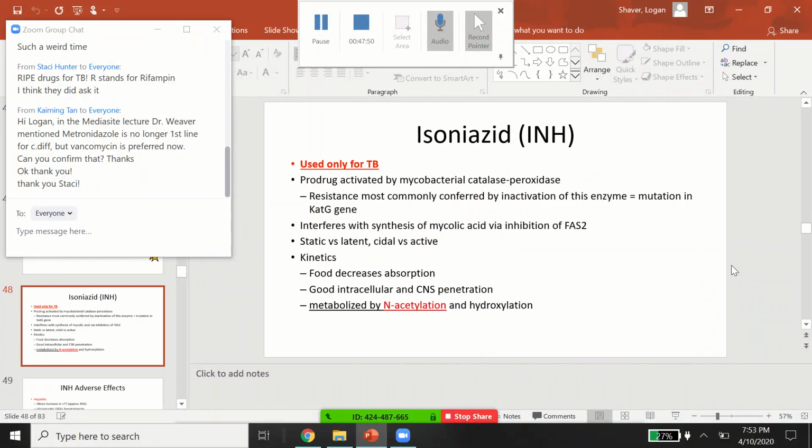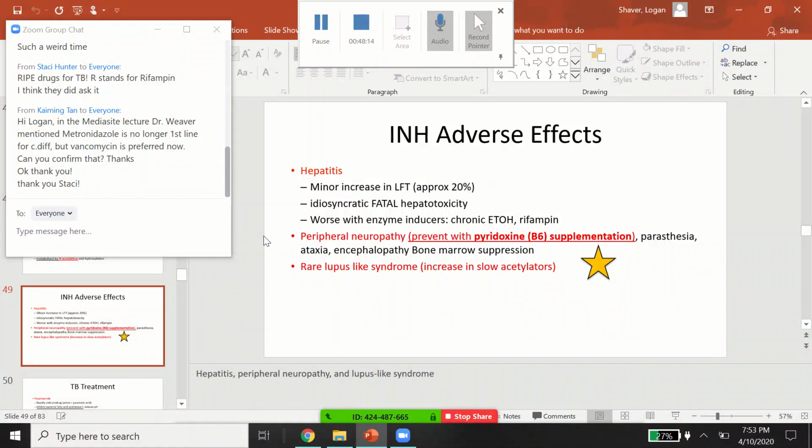And isoniazid, this one's used only for TB. It also goes through that acetylation that we talked a little bit about earlier with the Stevens-Johnson syndrome problem with the sulfonamides. But of course, that's totally unrelated in terms of drug class to these. But it has that acetylation step as well. And INH adverse effects, so that would be the isoniazid, that's what that's short for. You can have hepatitis with that.